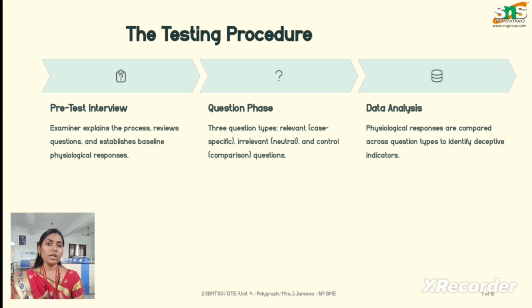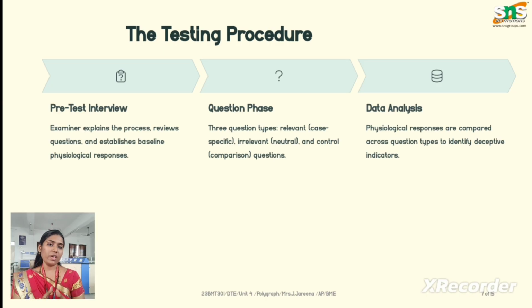This is very important because, based on the changes happening inside the body, we identify what physiological changes are happening. So for that, first we have to establish the resting line, that is the baseline physiological response. Only then, when the investigator asks the questions, you can see the baseline drift or baseline changes due to the physiological changes happening in the person's body. So that is the very important thing to be established in the pre-test interview.